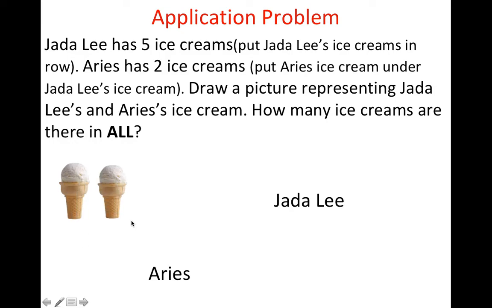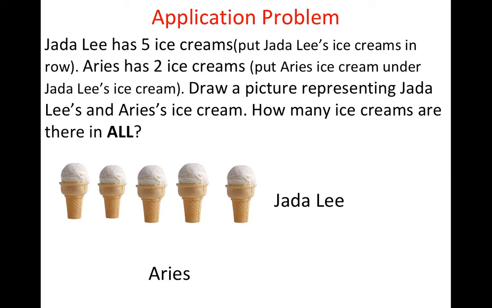So let's draw Jada Lee's ice cream. 1, 2, 3, 4, 5. Jada Lee has 5 ice creams. Now let's draw Aries' ice cream. 1, 2. Aries has 2 ice creams. So now let's count and see how many ice creams they have all together. 1, 2, 3, 4, 5, 6, 7. That's correct. Jada Lee and Aries both have 7 ice creams all together. Give yourself a pat.